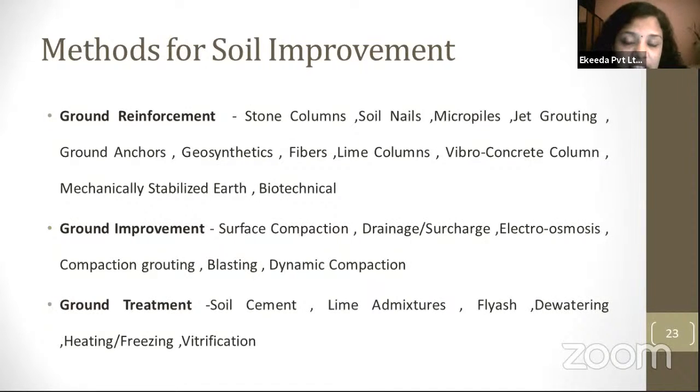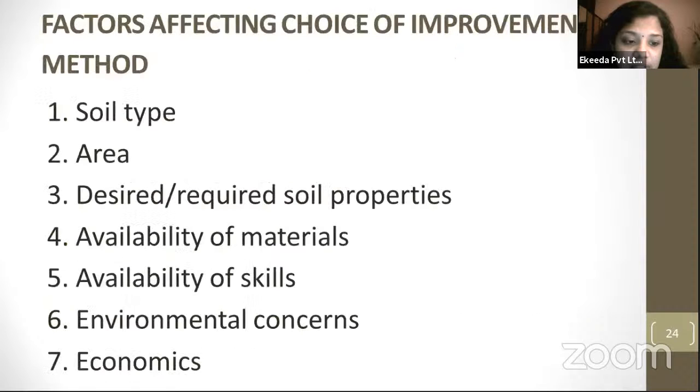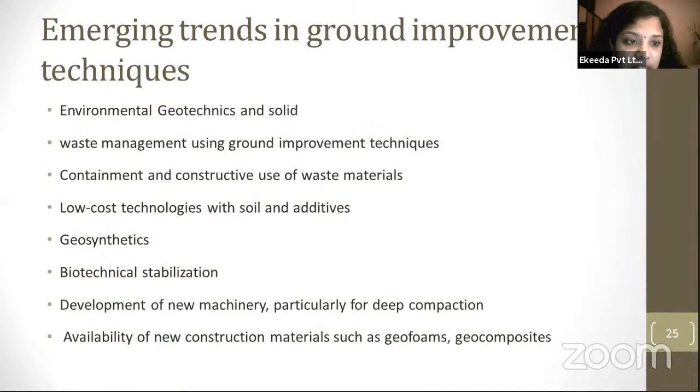And let's discuss in detail the ground improvement techniques. The mainly used ground improvement techniques are stone columns, soil nails, micropiles, jet grouting, ground anchors, geosynthetics, and ground improvement can be done by surface compaction, drainage, electro-osmosis. All these techniques can be studied in detail in my next classes. I'll discuss all this in detail in the next class. Then the factors affecting the choice of improvement method are soil type, area, required soil properties, and availability of material.